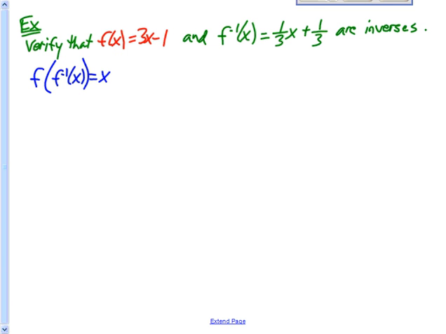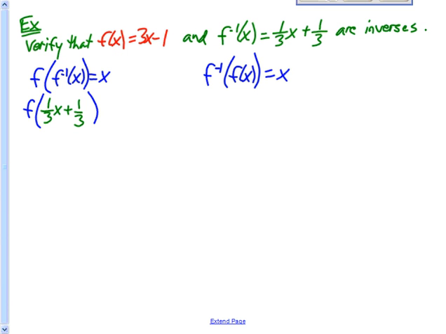But it's got to go the other way around, too. So f inverse of f of x has got to spit out x as well. Okay? So let's go ahead and do that. So let's go f of, we're gonna punch in our inverse right here. What's our inverse? 1/3 x plus 1/3, right?